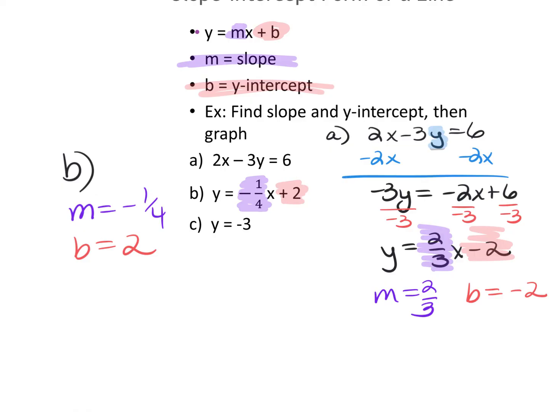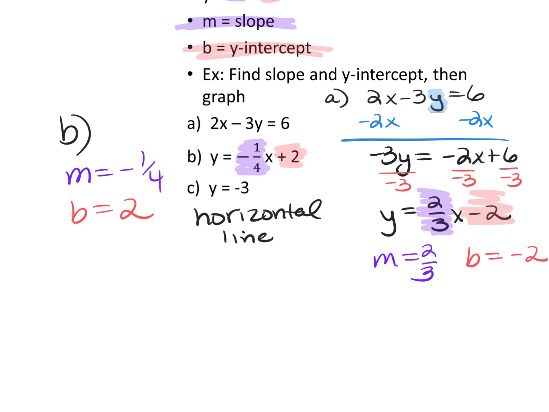For part C, it's already solved for y, but remember, whenever you see y equals a number, this is going to be the graph of a horizontal line through negative 3. So my slope for a horizontal line is 0, and my y-intercept is going to be negative 3.